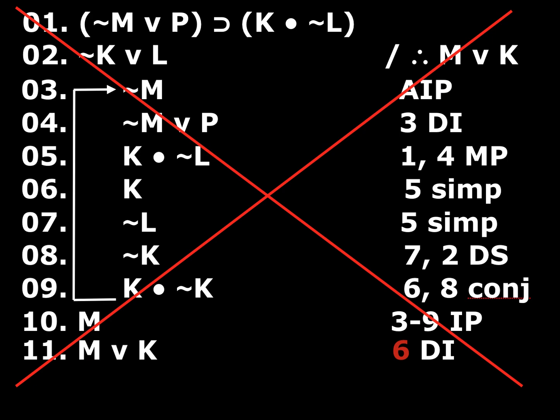Okay, that is it for indirect proof. What we're going to do next time, in the next video, is basically just work through a bunch of examples of proofs that use everything we've seen so far. Conditional proof, indirect proof, all of the inference rules, all of the replacement rules.